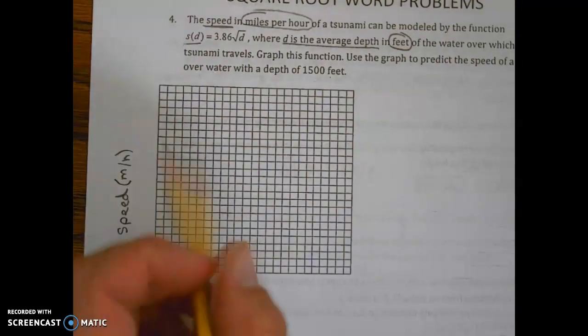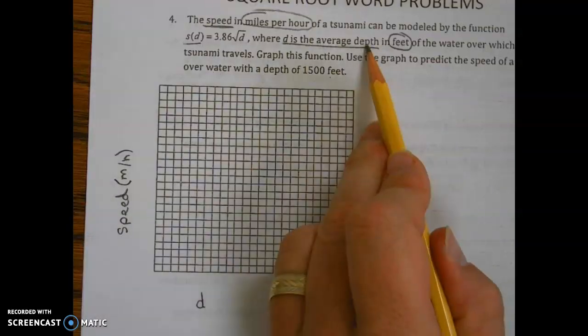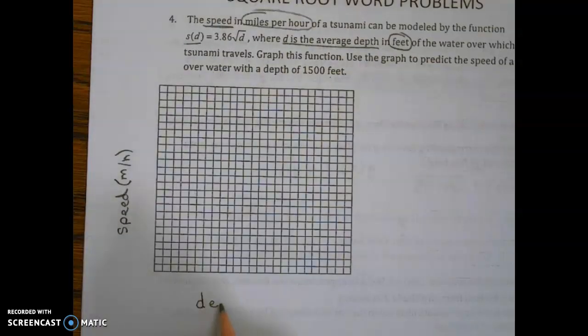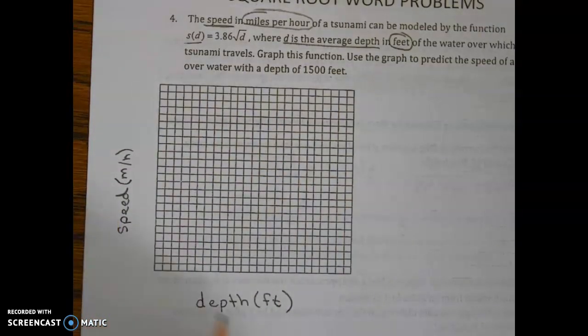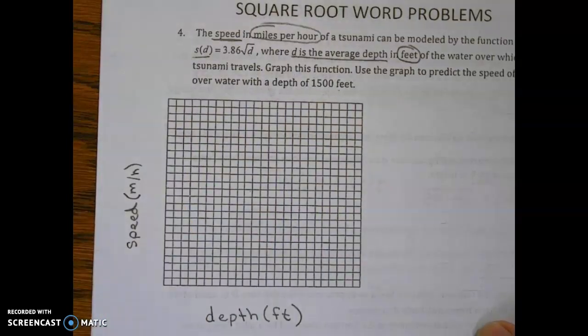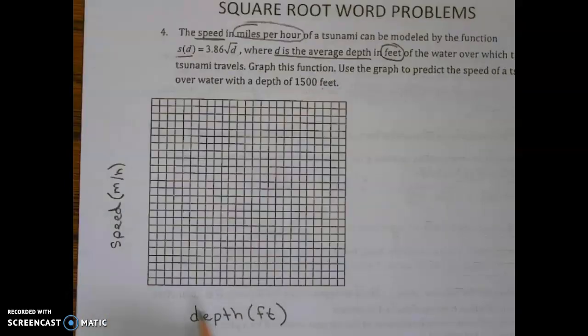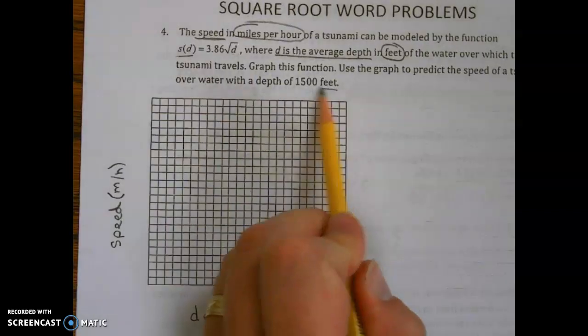Next, we're going to put the distance, our independent variable, or we should call this maybe depth, would probably be a better word. And this is going to be in feet. So now that we've labeled our dependent and independent variables with the units, we're now going to have to set up a scale. So we're looking for the speed when the depth is 1,500 feet.